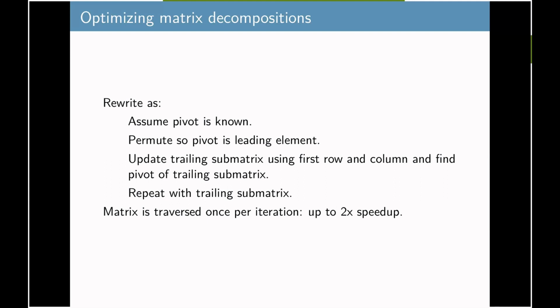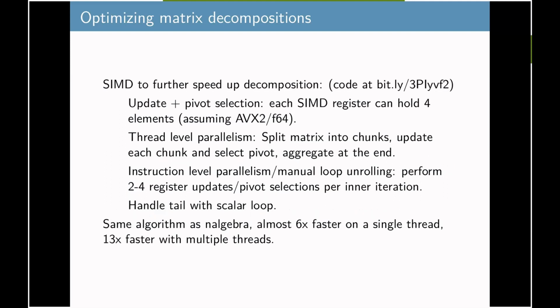As far as I know, this idea has not been used in other libraries, but it offers a significant speedup without losing any of the stability properties. So the algorithm is effectively exactly the same, but you get up to 2 times speedup because you only traverse the matrix once in a memory bound algorithm. There are other optimizations that are also used, like using SIMD instructions to further speed up the decomposition.